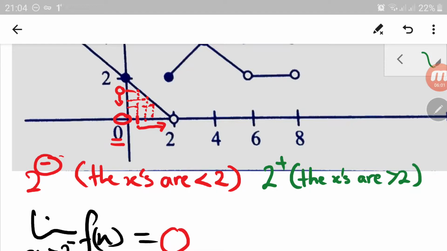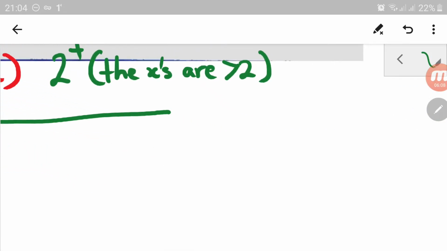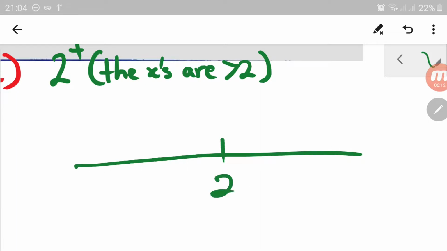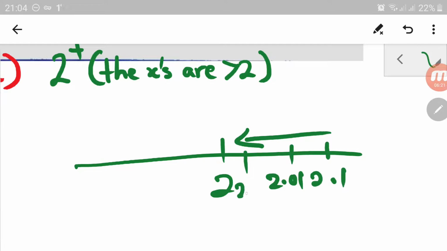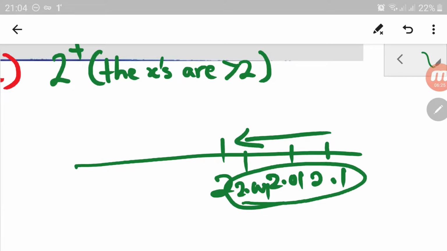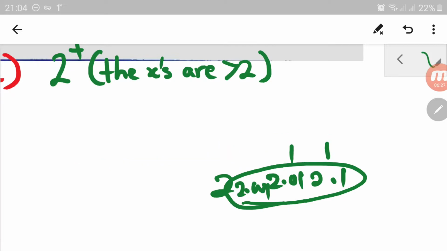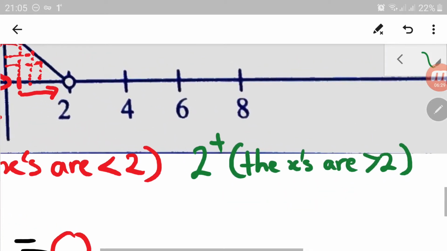Yeah, that makes sense, because this is our 2, right? When we have a number line, I don't want to scribble there and have too many scribbles. Okay, now 2. So when the x's are approaching from the right, the possible values are 2.1, 2.01, and then 2.001, which are these three, all more than 2. So that's the main idea.